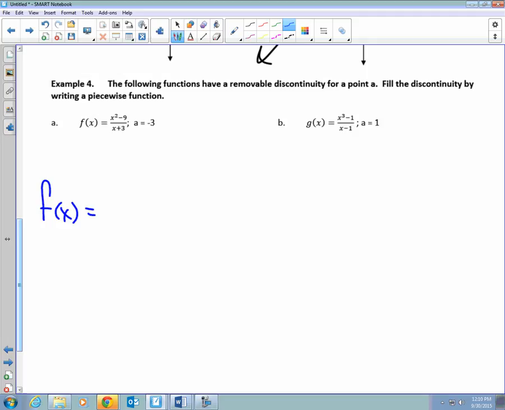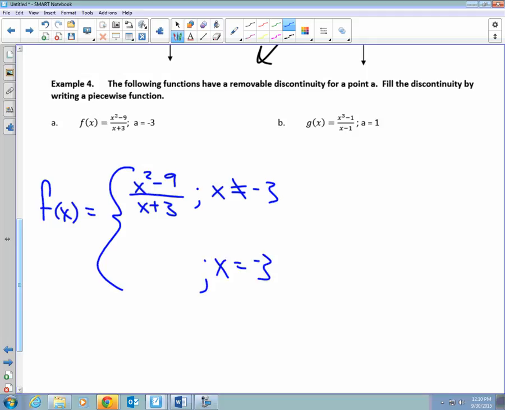f of x is equal to, and we'll have x squared minus 9 over x plus 3 for values where x is not -3. So for everything except for -3, it's equal to that function. Now, if we were to graph that function, it would have a hole in it. We want to fill that spot. So at x equals -3, I need to know where we should fill that spot so that it will be continuous.